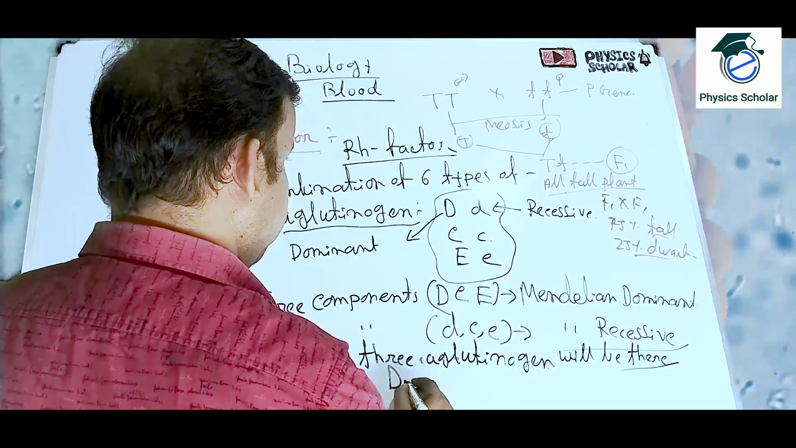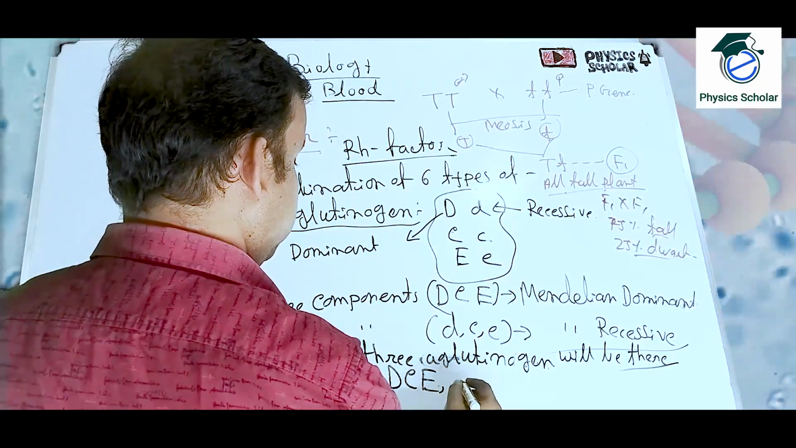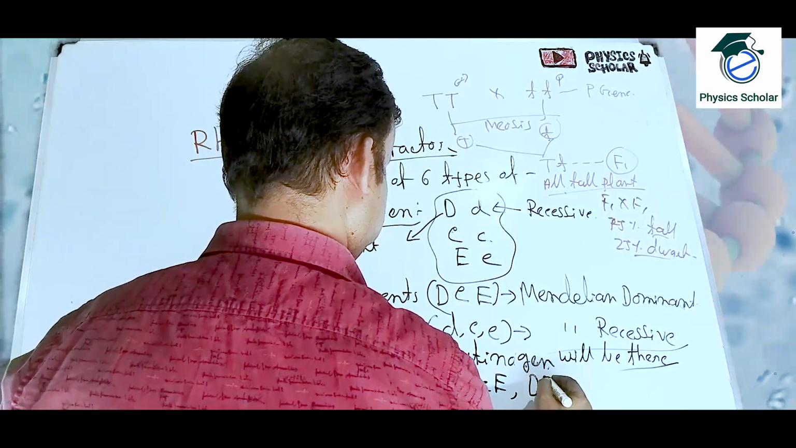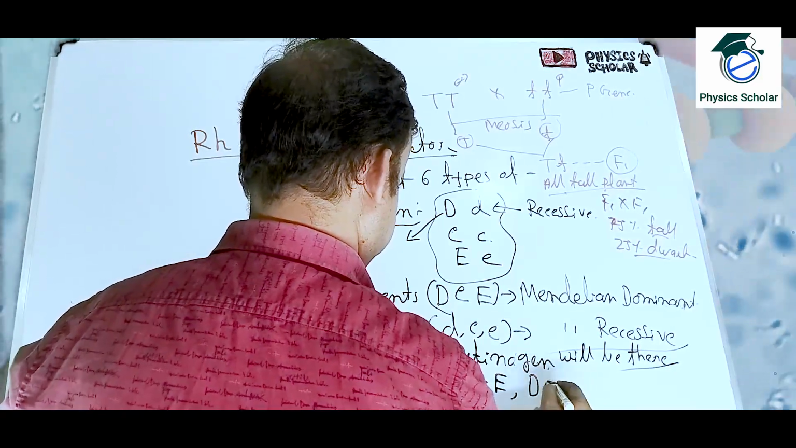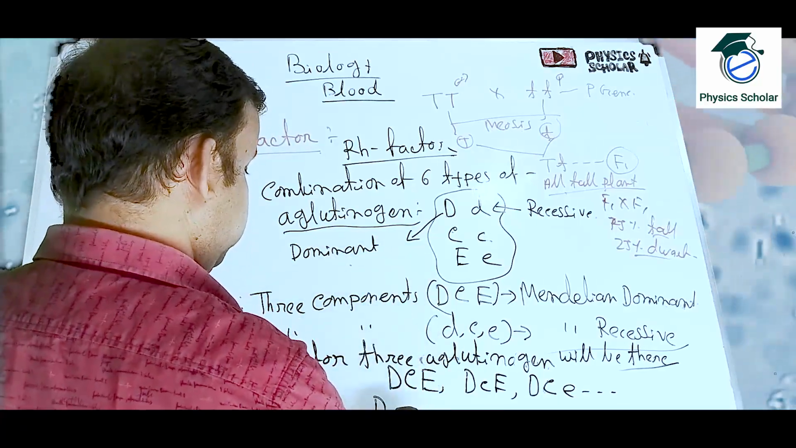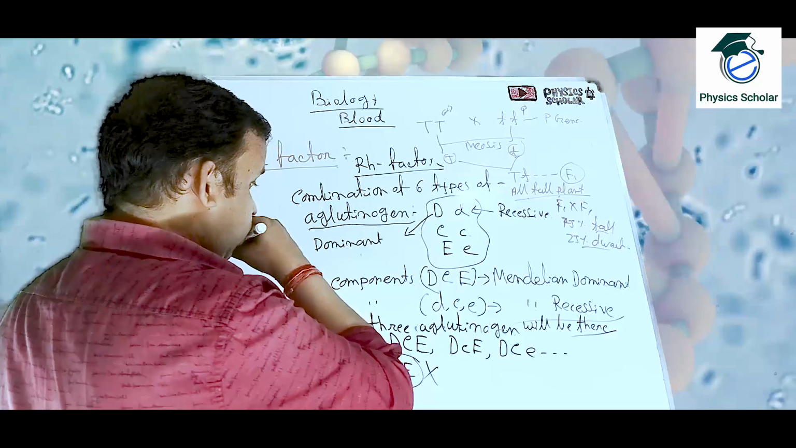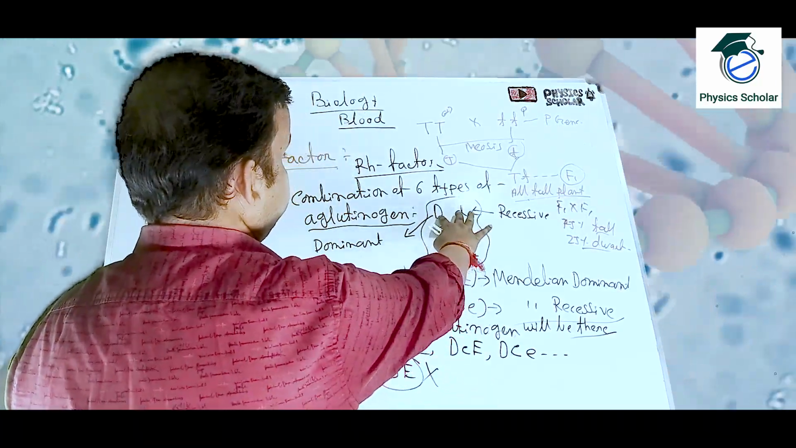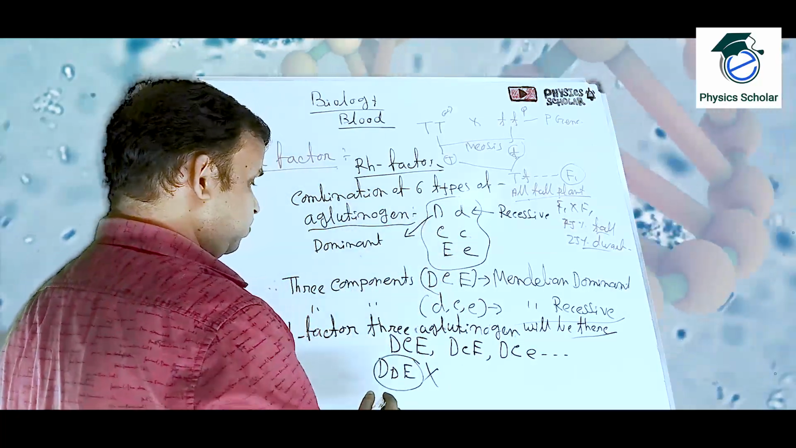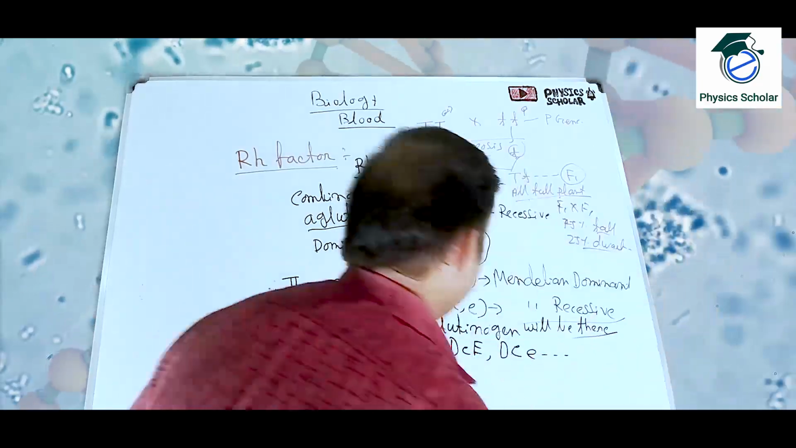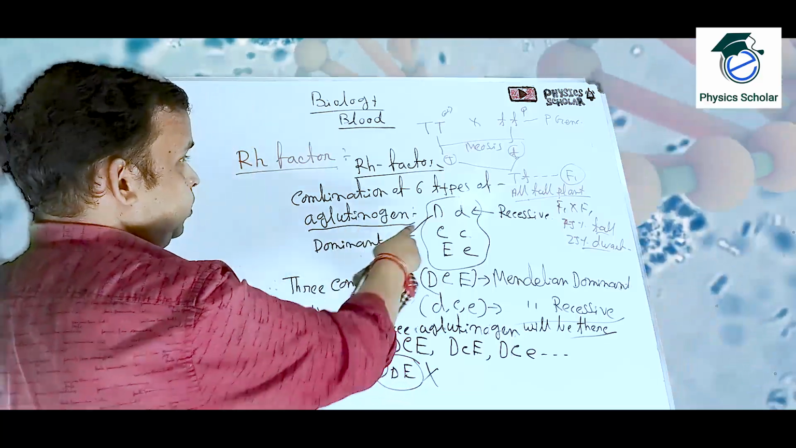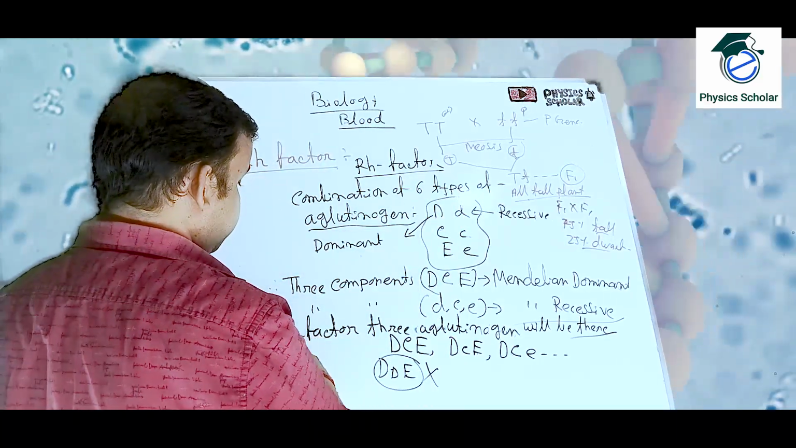That means it can be capital D, capital C, capital E; or capital D, small c, capital E; or capital D, small e, capital E, small e. This can be there, but capital D, small d, small e cannot be. So the opposite characters, dominant and recessive, cannot be present together for a particular agglutinogen. Clear? Dominant and recessive cannot be present together in the Rh factor.